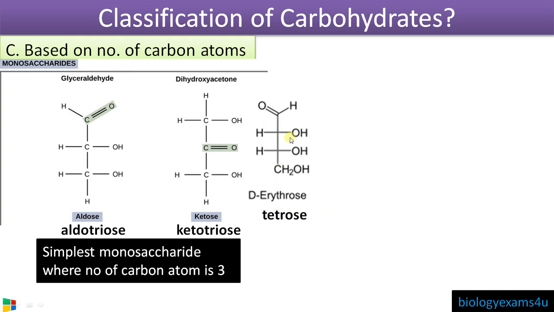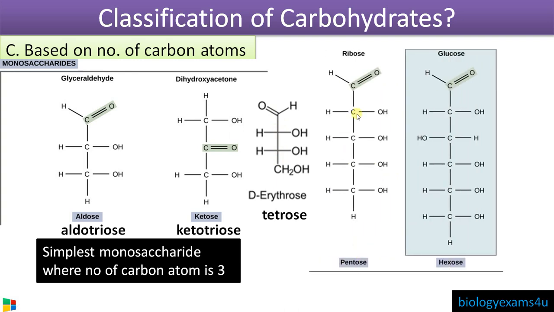Then there is tetrose. This has 4 carbons, 1, 2, 3, 4, and an example is erythrose. Then pentose, the classical example is ribose, present in DNA, 1, 2, 3, 4, 5. And glucose, as we have already discussed, has 6 carbons, C6H12O6. So glucose can be called an aldohexose, as it has an aldehyde group and 6 carbons. So this is the classification based on number of carbon atoms.